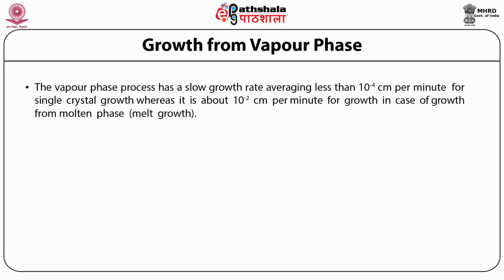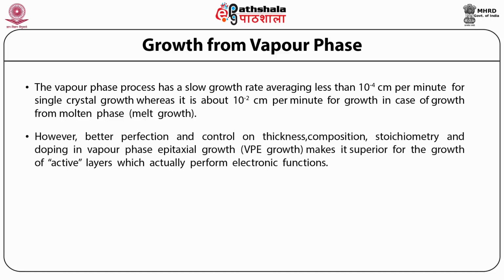The vapor phase process has a slow growth rate averaging less than 10 raised power minus 4 centimeter per minute for single crystal growth, whereas it is about 10 raised power minus 2 centimeter per minute in case of growth from molten phase, that's the melt growth. However, better perfection and control on thickness, composition, stoichiometry, and doping in vapor phase epitaxial growth, that is VPE growth, makes it superior for the growth of active layers which actually perform electronic functions.